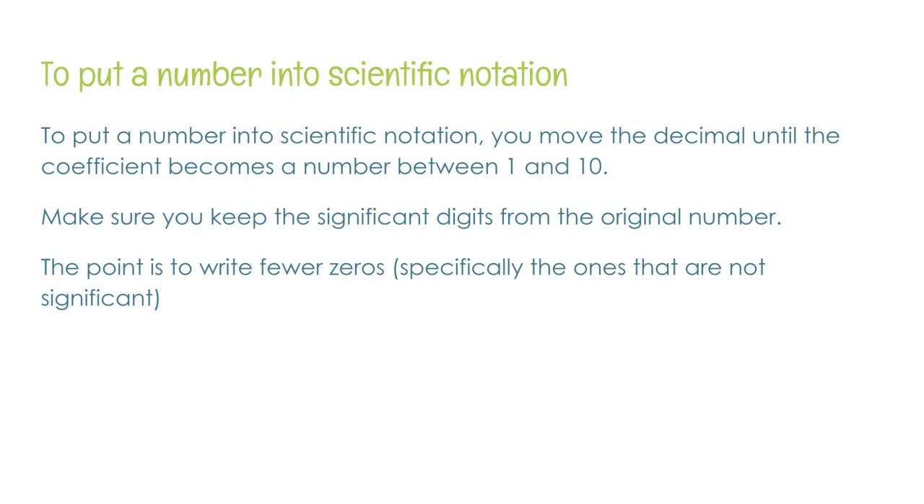Depending on who you talk to, it's kind of all significant digits must be included. Some people say it's okay to round. I'm one of those people who says it's okay to round. Not everybody will agree with me, though. The whole point of scientific notation is to write fewer zeros, and we want to keep out the ones that are not significant.